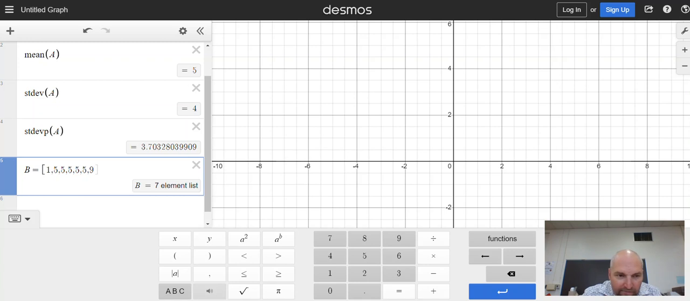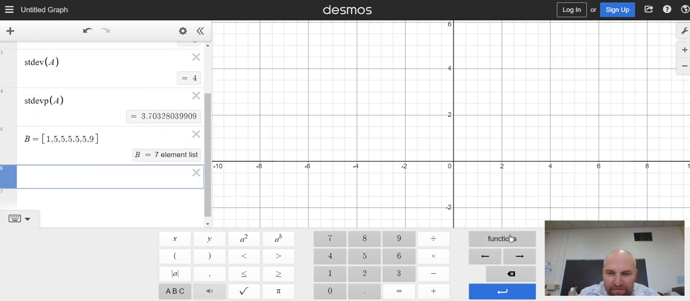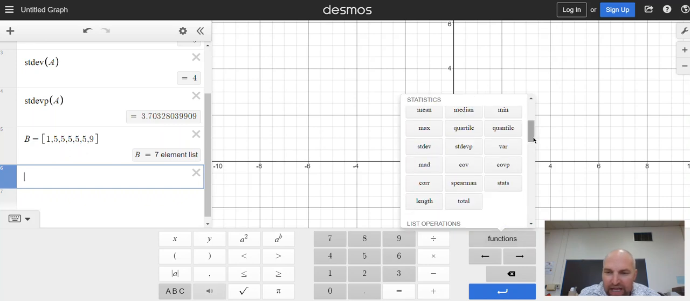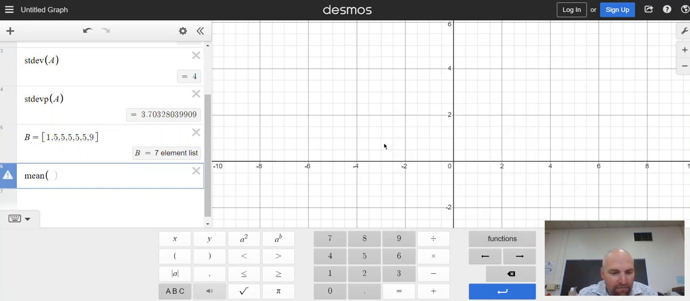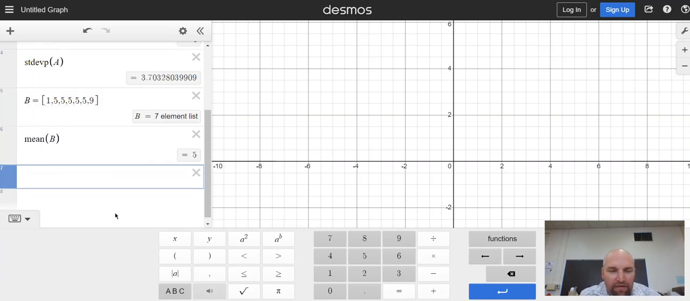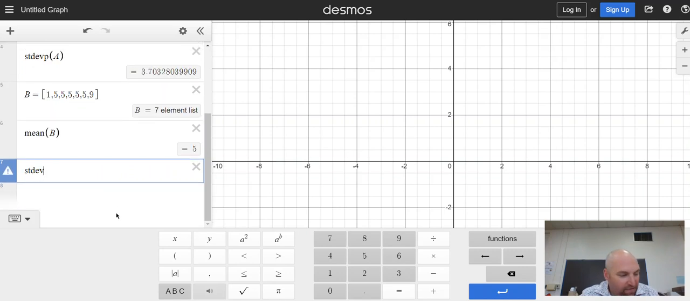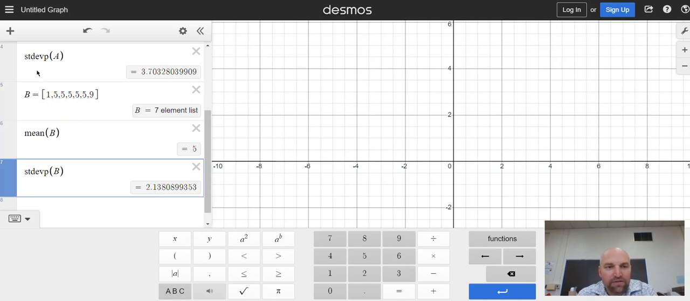All right. Now I'm going to click here. I'm going to go to functions. I'm going to go to stat. I'm going to find the mean. I'm going to type in B, and you see that the mean is 5, right? But then I can actually type in STDEVP for the population of B. So you can click on it or you can do it automatically. And you see 2.13. So this population standard deviation is 3.7.